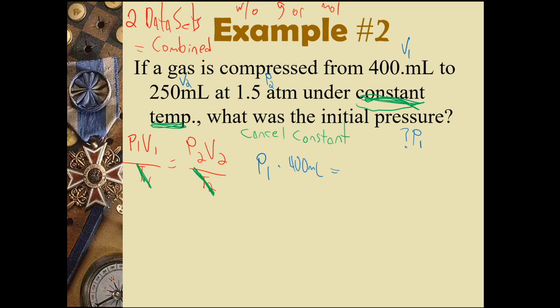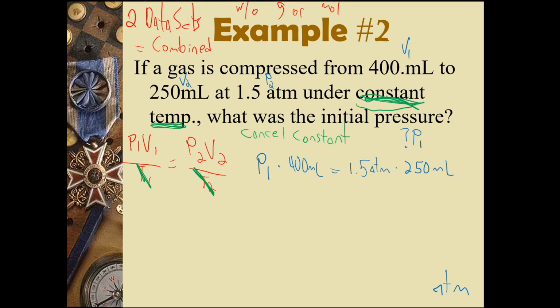This is going to be equal to 1.5 atms times 250 milliliters. I'm going to do my unit trick. I have milliliters on one side, milliliters on the other, so they will cancel, which means my missing unit is atms. So I'll just write that at the bottom so I don't have to worry about my units anymore, because everything else will cancel. It's a nice little shortcut.